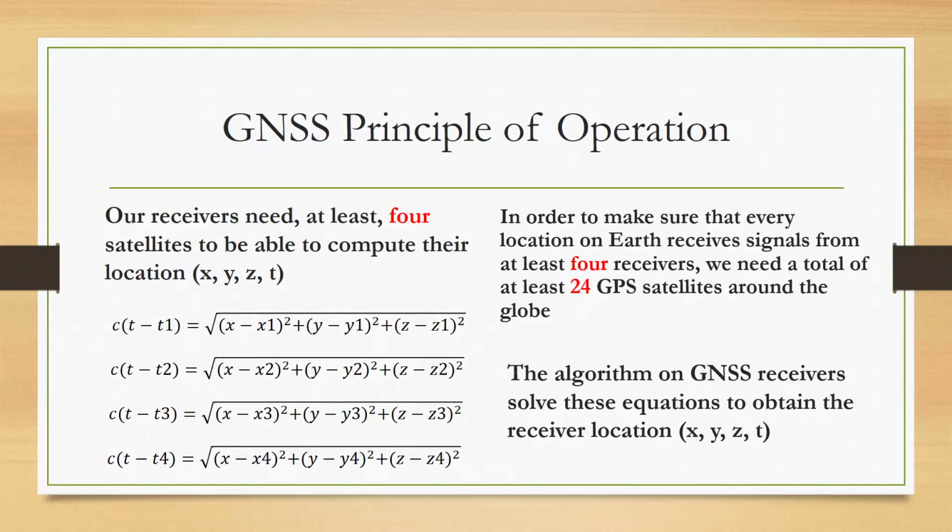So there needs to be a minimum of 24 satellites to have global coverage, so that wherever on Earth you are, you can receive signals from 4 satellites and be able to compute your location. If you receive from three satellites or 2 or less than 4, then you cannot compute your location. And in GNSS terminology, we say the receiver has not gotten lock. So the receiver only locks when it gets signals from at least 4 satellites.